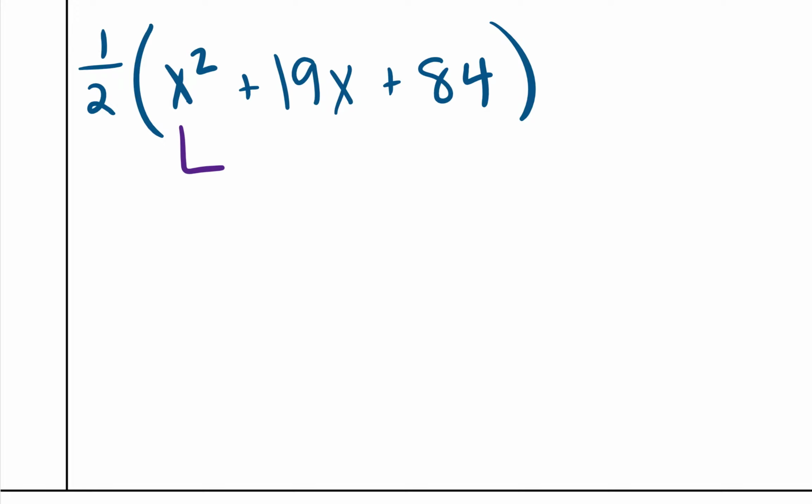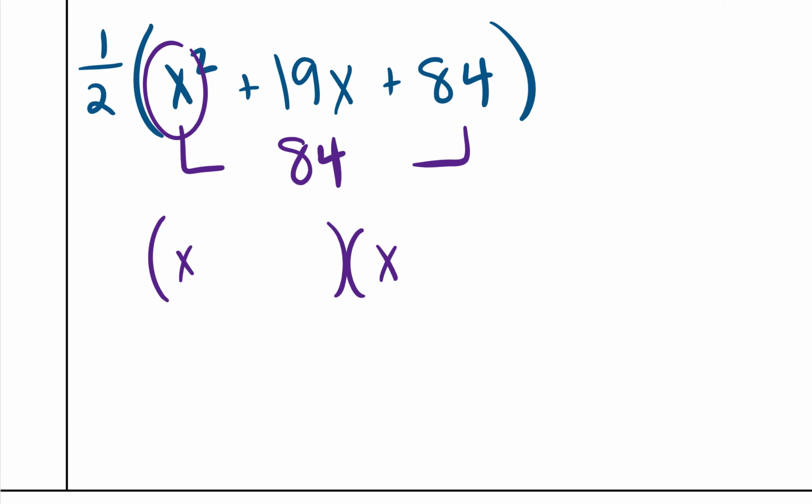Alright, so I do my first times last. 1 times 84 is 84. My first x is just 1x, so I just have 1x in each one, because I know I'm going to have 2 parentheses, right? I'm going to go ahead and bring down my GCF, my factor, from the first step. And from here, I want 2 numbers that multiply to 84 and add to 19.